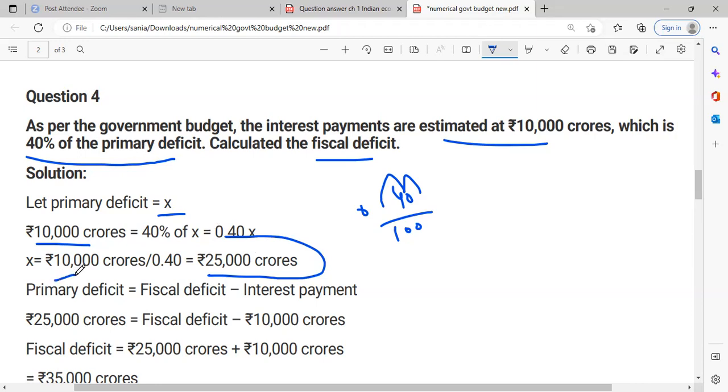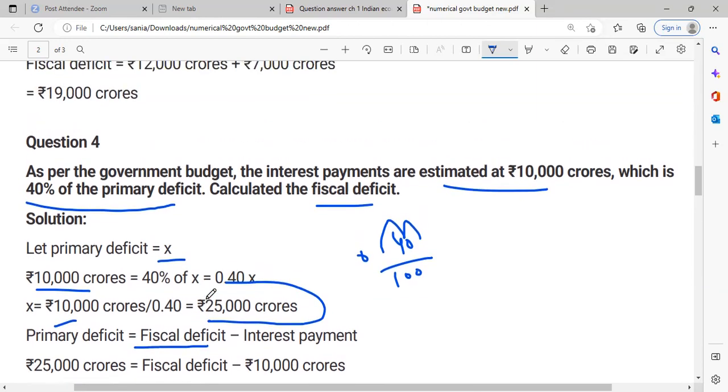Now you have primary deficit. Can you find the fiscal deficit? Yes, ma'am, I can. Over here, they have given you interest payment, but they haven't given you primary deficit directly. They told you that it is 40% of something. So let's take primary deficit be X. 40% of X will be 0.40X. Now you have to find the value of X. So this 40 will be here in division, 0.40. When you solve this, you will get 25,000 crores.